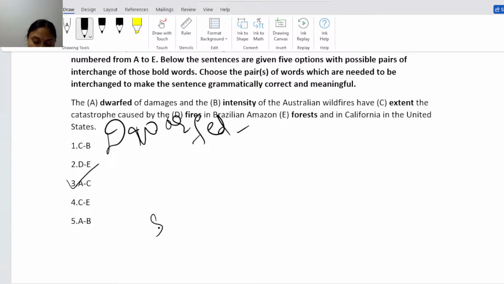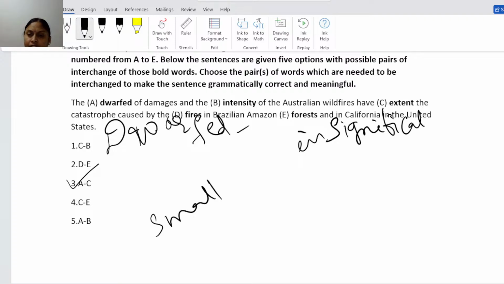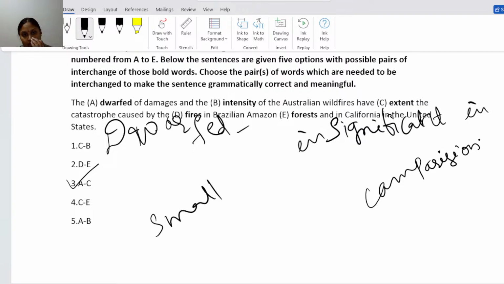So here it is small, insignificant in comparison. It means insignificant in comparison. Dwarfed means that. So intensity is nothing but depth. It is giving a huge impact.